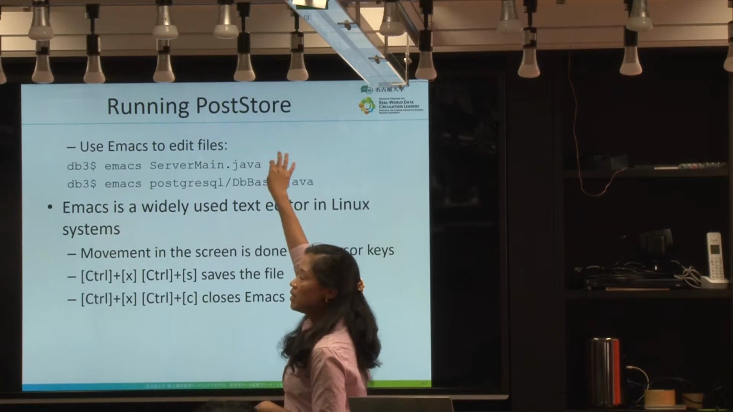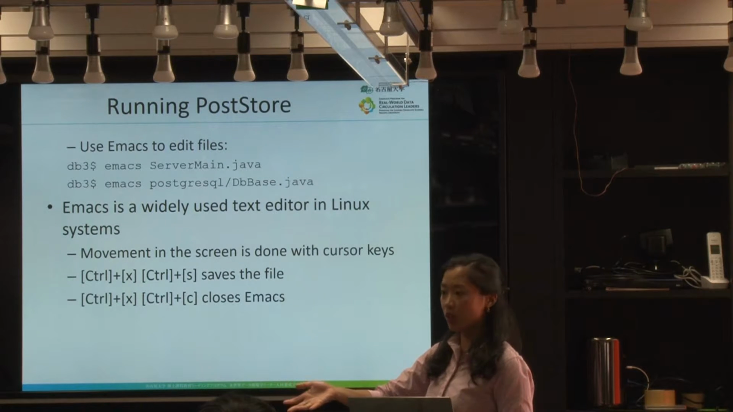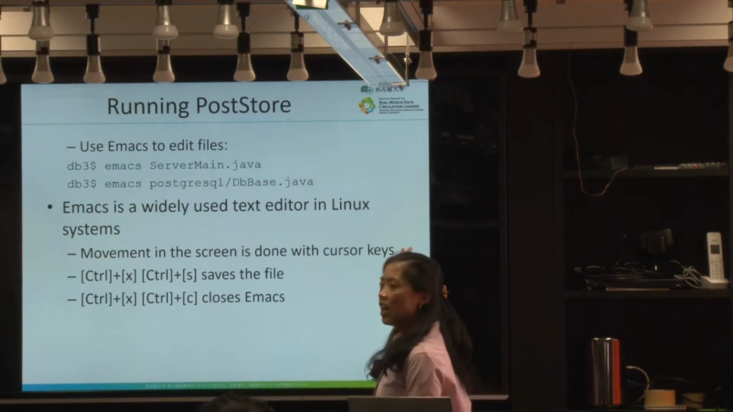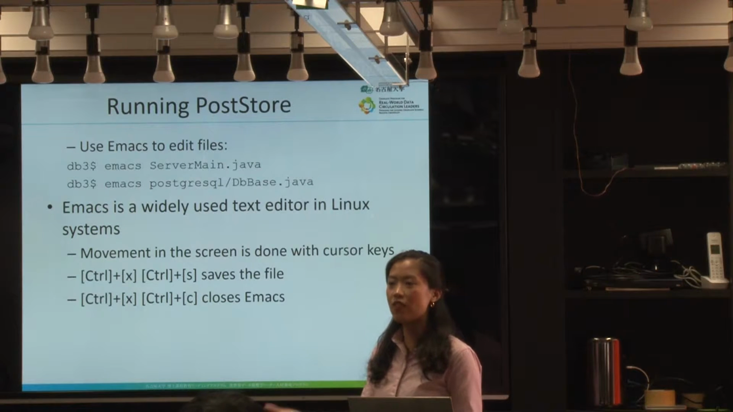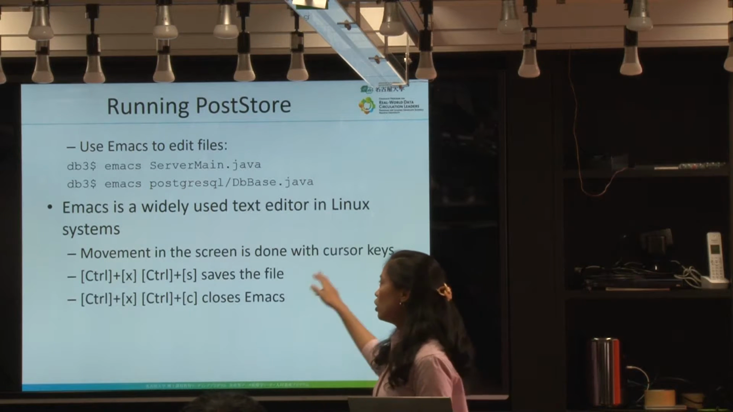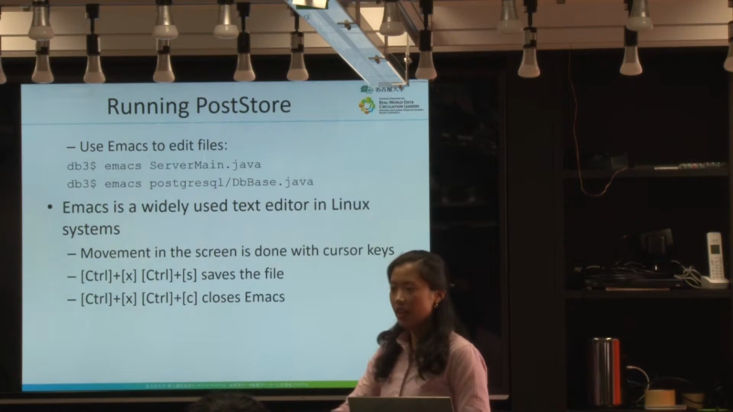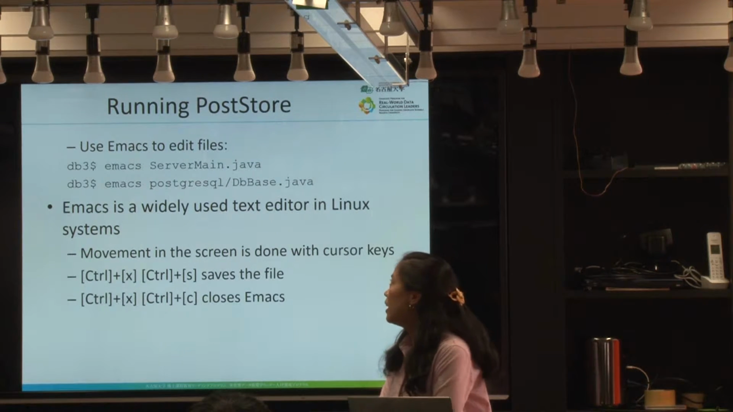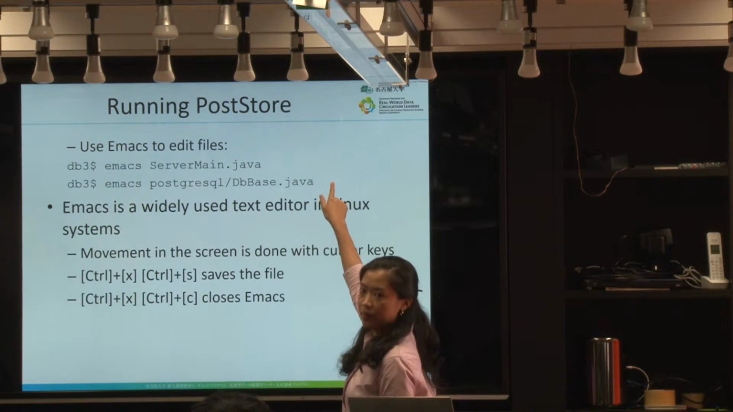So first, when you type in server main.java, please change the value for the connection port. And then once you're done, please press Ctrl X and Ctrl S to save the file. And to close the file, Ctrl X and Ctrl C. And after you've edited server main.java, go to dbbase.java.